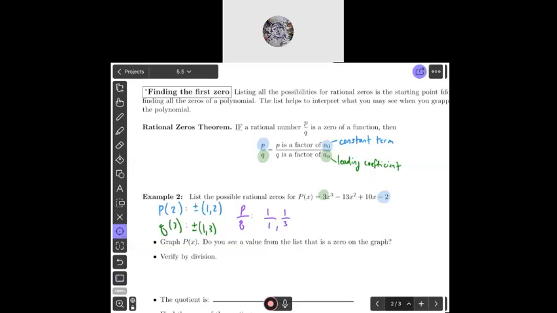Now I'm going to take the next number and do the same thing. I'm going to divide it by everything that's in this list. So 2 divided by 1 and then 2 divided by 3. Now, just like before, it's some mixture of positives or negatives that we don't know. So all of these could be positive or all of these could be negative.